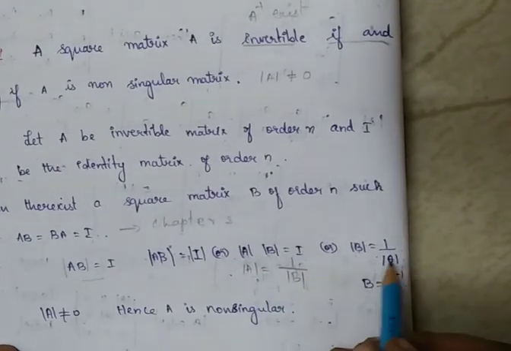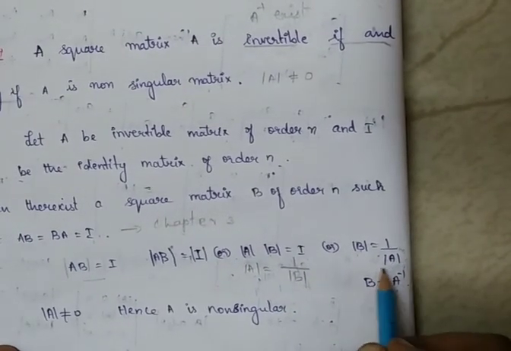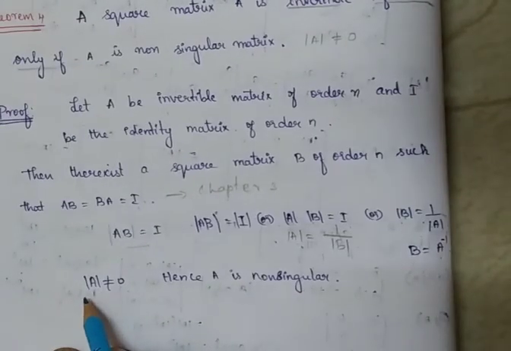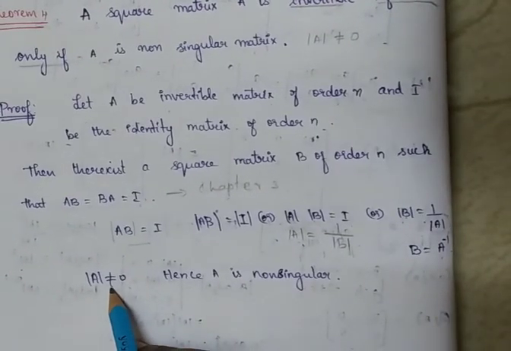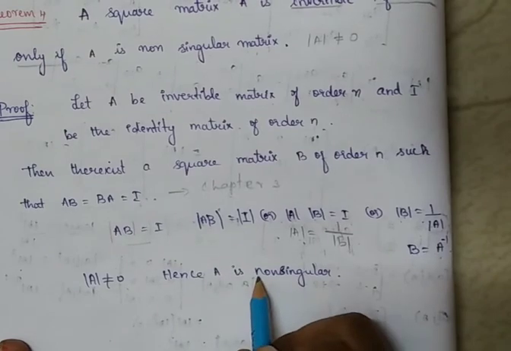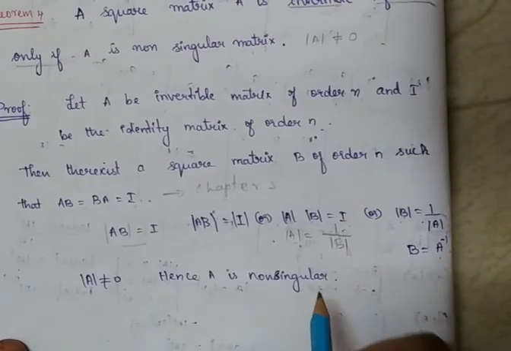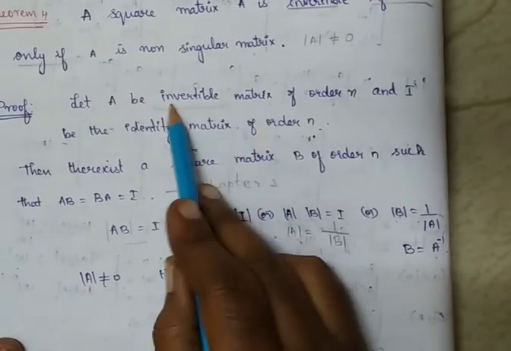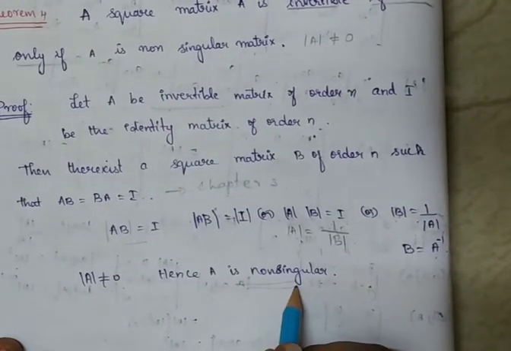Here, it is not equal to 0, then this is the inverse. This is possible means here determinant of A is not equal to 0. So therefore we got determinant of A is not equal to 0. Hence A is a non-singular matrix. So we have proved that invertible implies non-singular matrix.